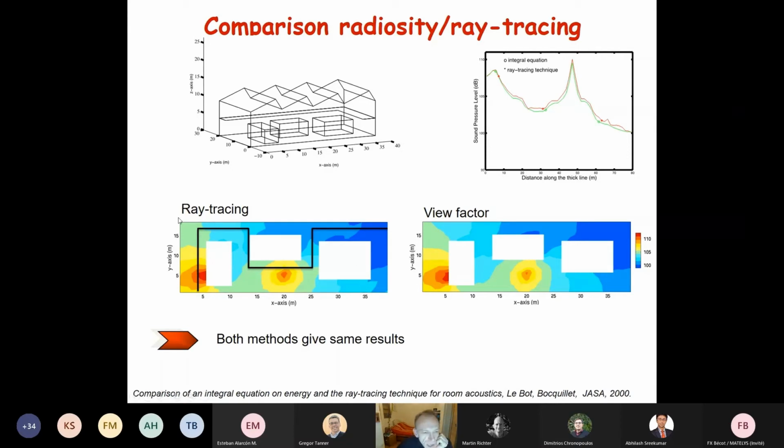And so there on the left you can see the map of sound pressure level obtained by ray tracing, and on the right the map of sound pressure level obtained by the radiosity equation. And as you can see, both methods give similar results, and if we compare more deeply the sound pressure level along this black line, we obtain this difference, which is quite small. So in conclusion, ray tracing and radiosity give exactly the same results, but provided that in ray tracing we adopt a Lambertian reflection, Lambert's reflection.